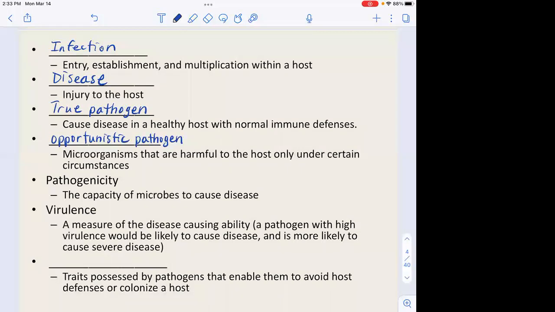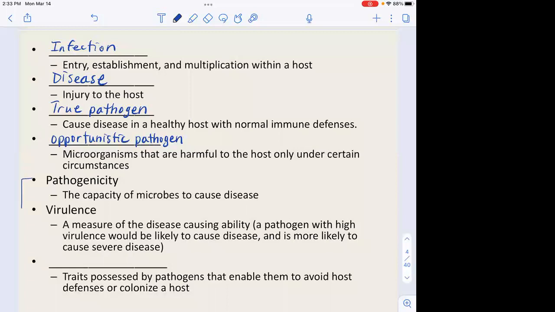Or sometimes we might just say it's an opportunist. Okay, so we're going to explore that a little bit. Under what kind of circumstances might an organism cause disease when it wouldn't normally? So we're gonna poke at that a little bit here in a minute.